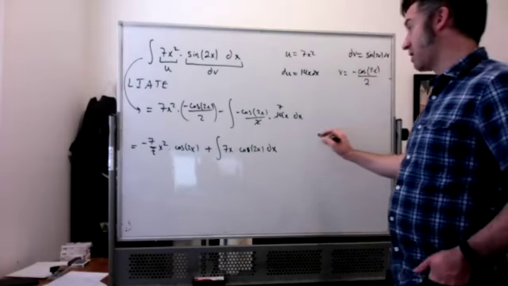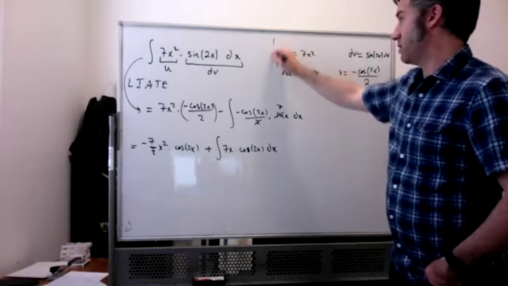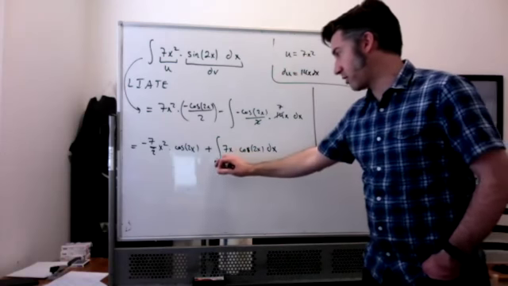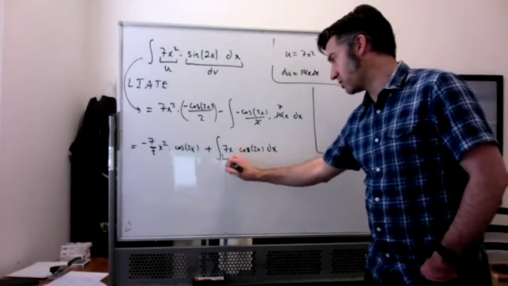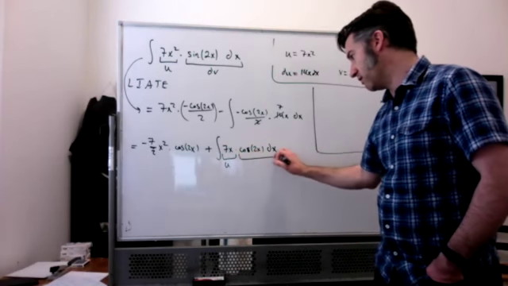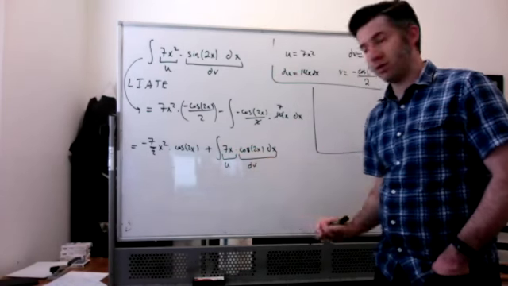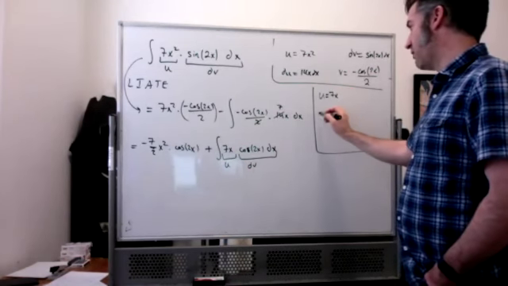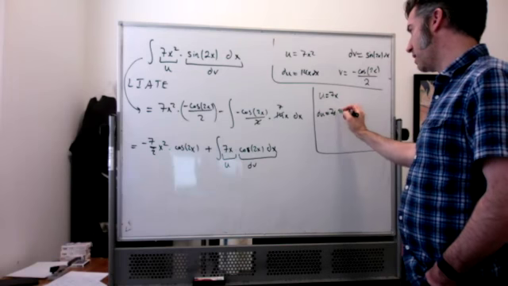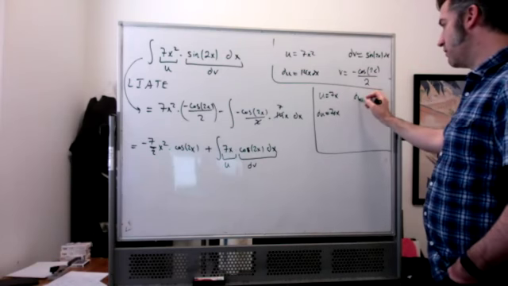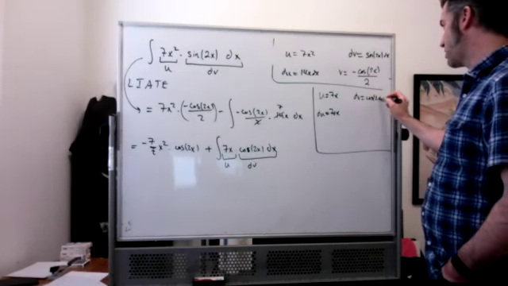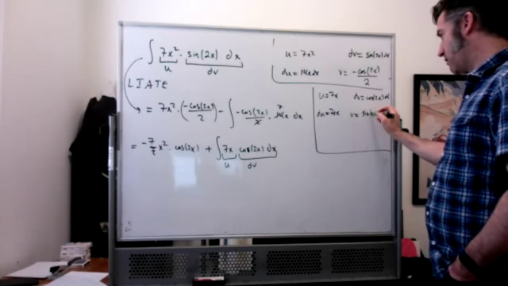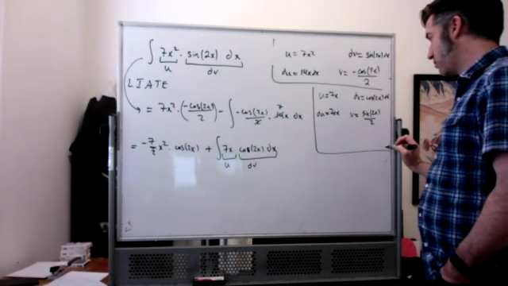So for my second integration by parts step, so that was my first step. Here's my second integration by parts step. For this integral here, I'm going to let u equal 7x and dv equal cosine of 2x dx. So if u is 7x, du is 7 dx, and then dv is cosine of 2x dx, and the antiderivative of that is sine of 2x over 2.